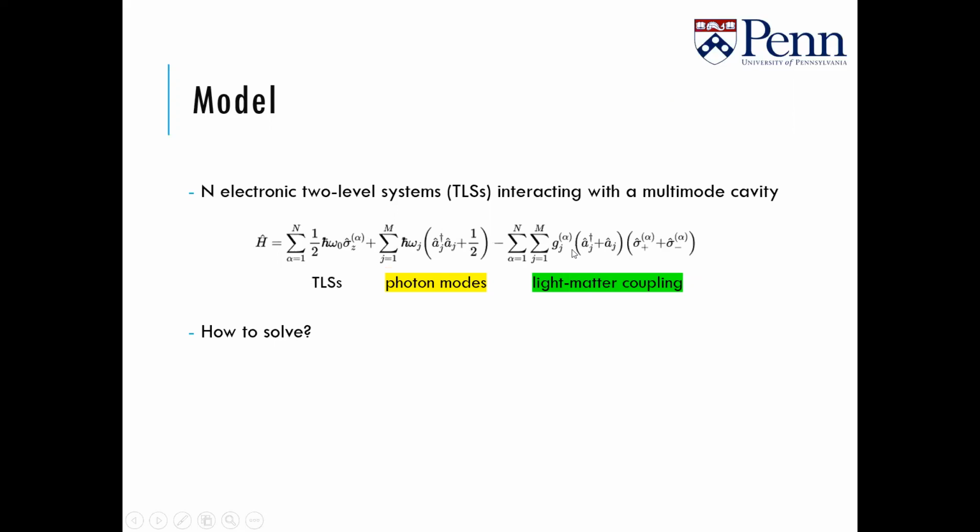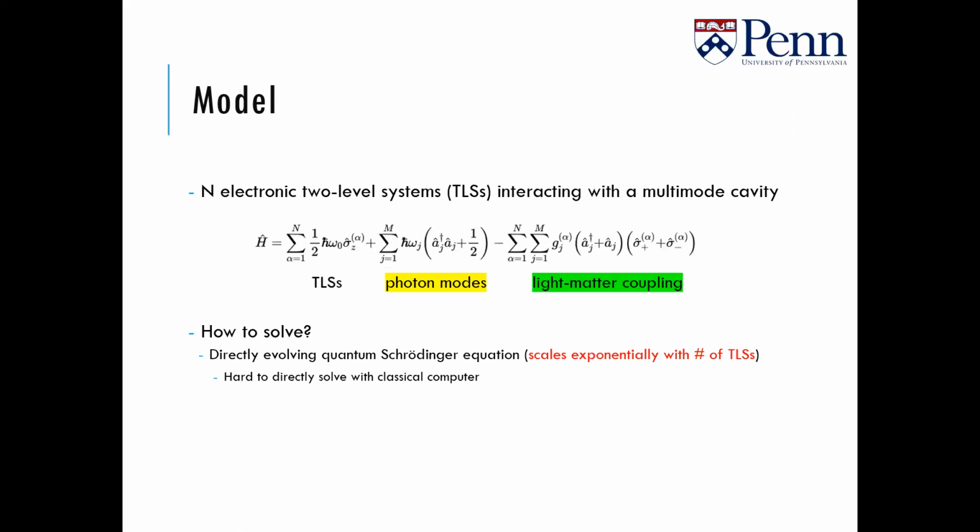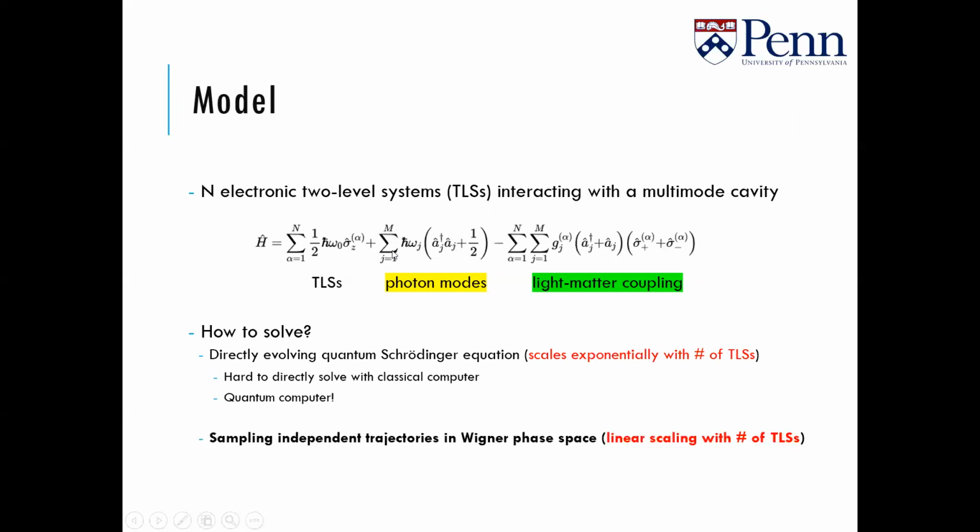How to solve it? Basically, for such a system, the computational cost scales exponentially with the number of two-level systems. So it is very hard to solve classically. One can solve it if a quantum computer is in hand. By contrast, we can also solve such a complicated Hamiltonian by sampling independent trajectories in Wigner phase space. This method scales linearly with the number of two-level systems so that it can be relatively easy to apply to a lot of two-level systems.